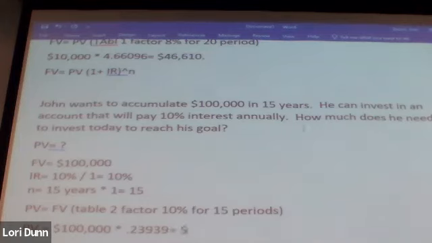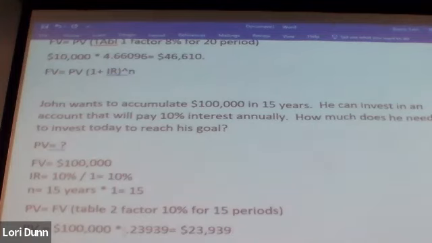What should he have invested? $23,939. It's easier in the calculator. Yes, it is easier in the calculator. But not everybody has that calculator either, right? So that's the quick way: use that factor, given 10% and 15 periods, that I can multiply my future value by to get what I need to invest.